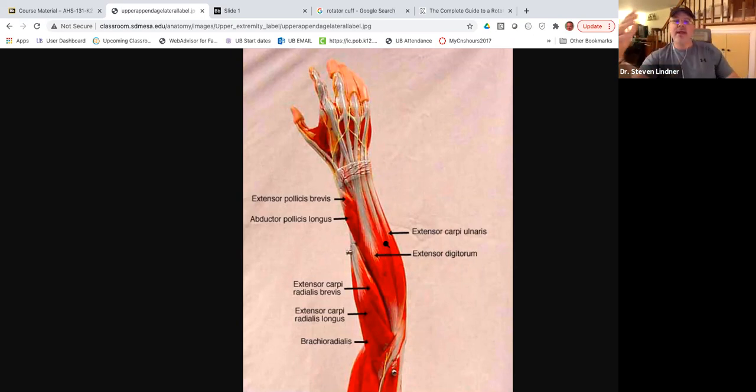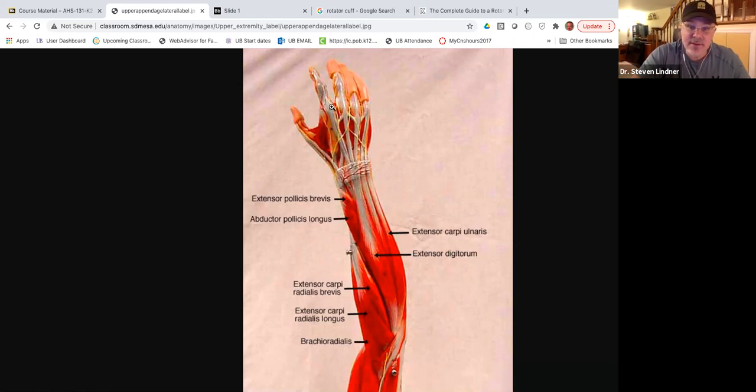And then when you're looking at it, you see all these: extensor carpi ulnaris, extensor digitorum, extensor carpi radialis brevis, extensor carpi radialis longus. Anytime you see muscles or tendons on the back side, you're thinking, all right, since it's on the back, these have to be extensors of something. And when they're on the front, you're thinking, okay, this has to flex something. Is it going to flex the wrist or flex the fingers? Well, the determining factor is just literally following the muscle and seeing where the tendons go.